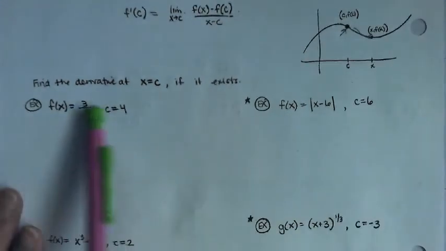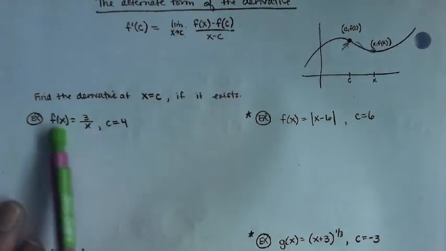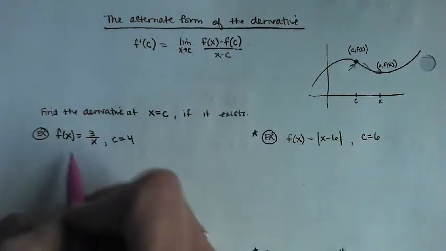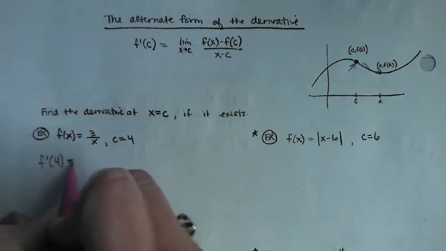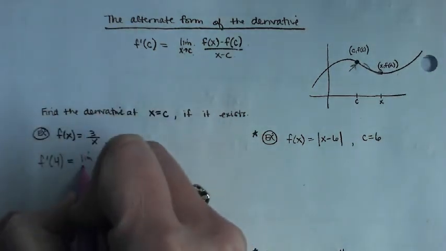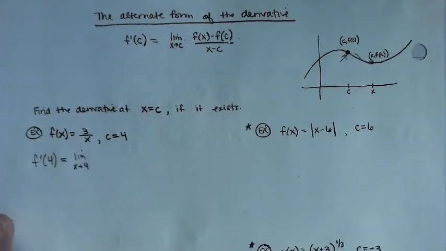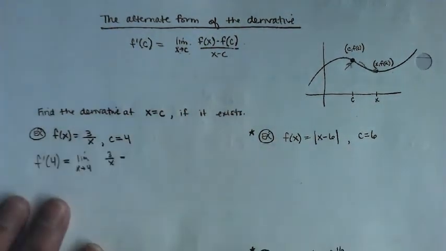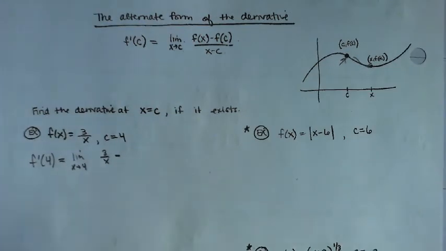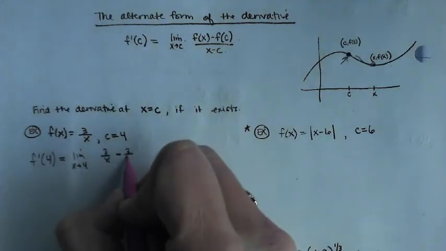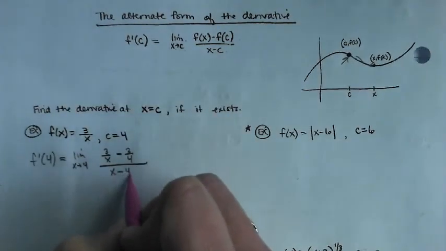If we look at this first one, if we wanted to know the slope of this function specifically at 4, we would just do the alternative form. So f prime of 4 is going to be the limit as x approaches 4 of f of x, which is our 3 over x, minus f of c. If I plug in c of 4, what's f of 4? 3/4, all over x minus 4.